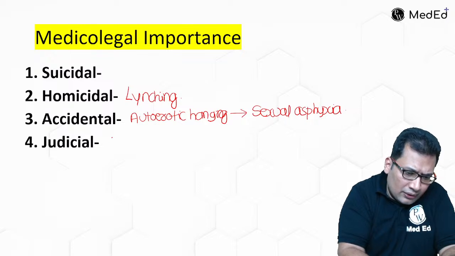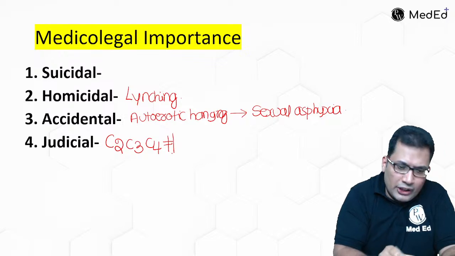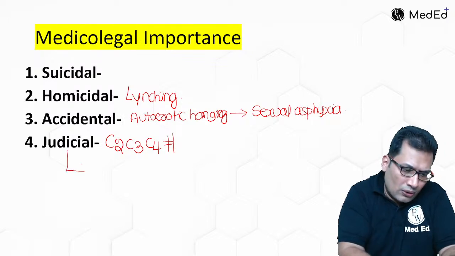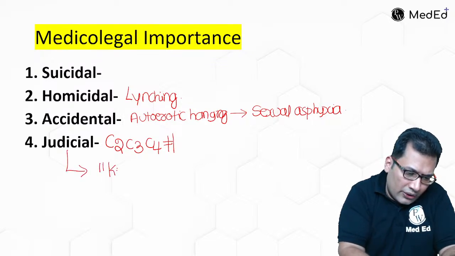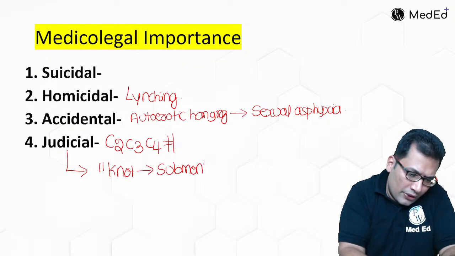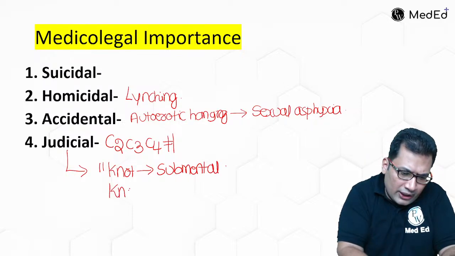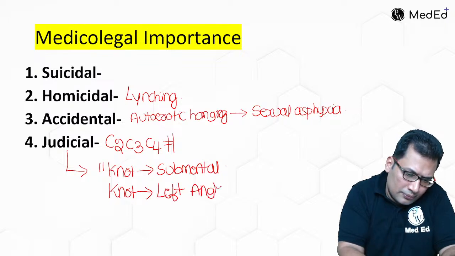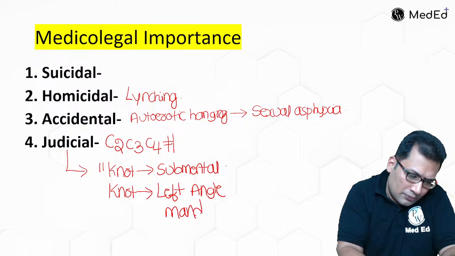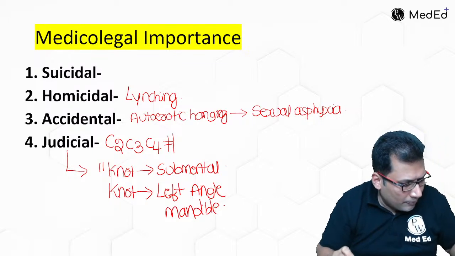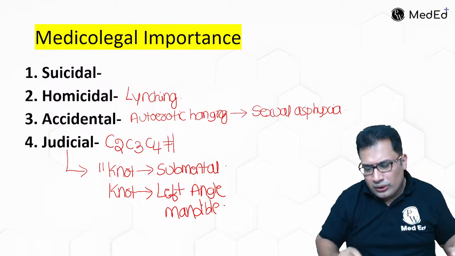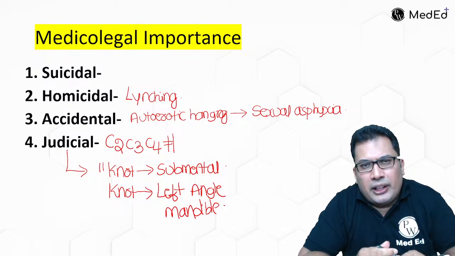Judicial hanging: there is a fracture of C2, C3 and C4. In judicial hanging in India, the site of knot is submental position. The site of knot most common in India is the left angle of mandible. Okay, so if you write this, this will complete your main question.